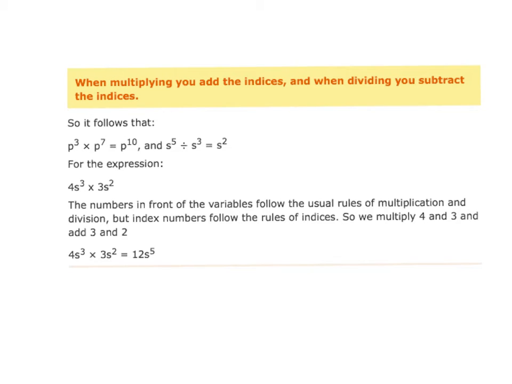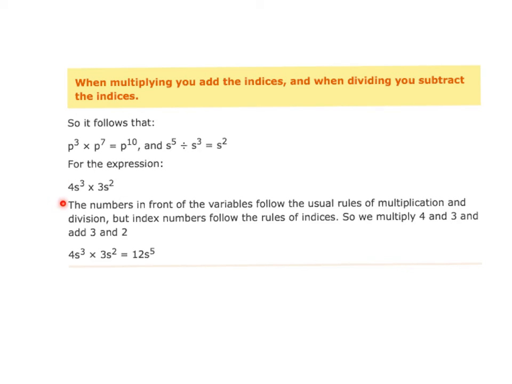The other thing that you need to know when it comes to dealing with indices is that when we multiply, so if the base numbers are the same, so for this example, these are both p's, and we're multiplying, we just add the indices. So p to the 3 times p to the 7 gives us p to the 10. If we're dividing, then you subtract the indices. So s to the 5 divided by s to the 3 will give me s squared.